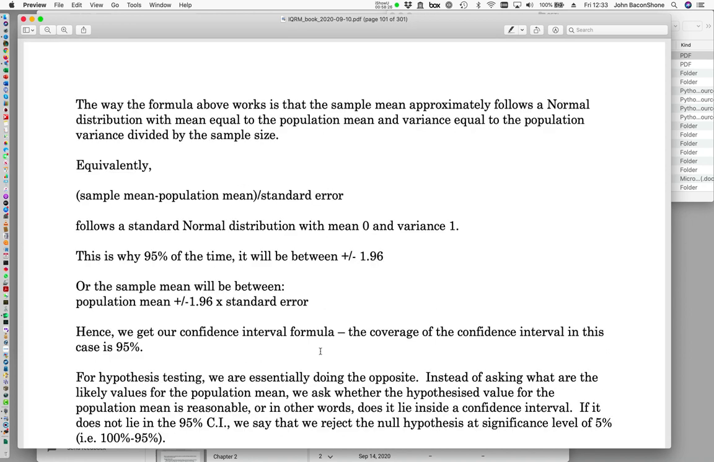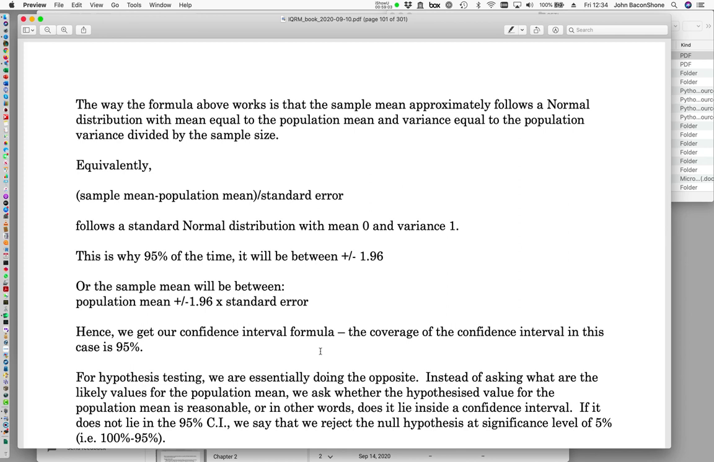So the way the formula works is that the sample mean approximately follows a normal distribution with mean equal to population mean and with variance equal to population variance divided by the sample size. Equivalently, we're saying the sample mean minus the population mean over the standard error follows a standard normal distribution with mean 0 and variance 1. So that's why 95% of the time it will be between plus or minus 1.96 and 5% of the time it will be outside that range.